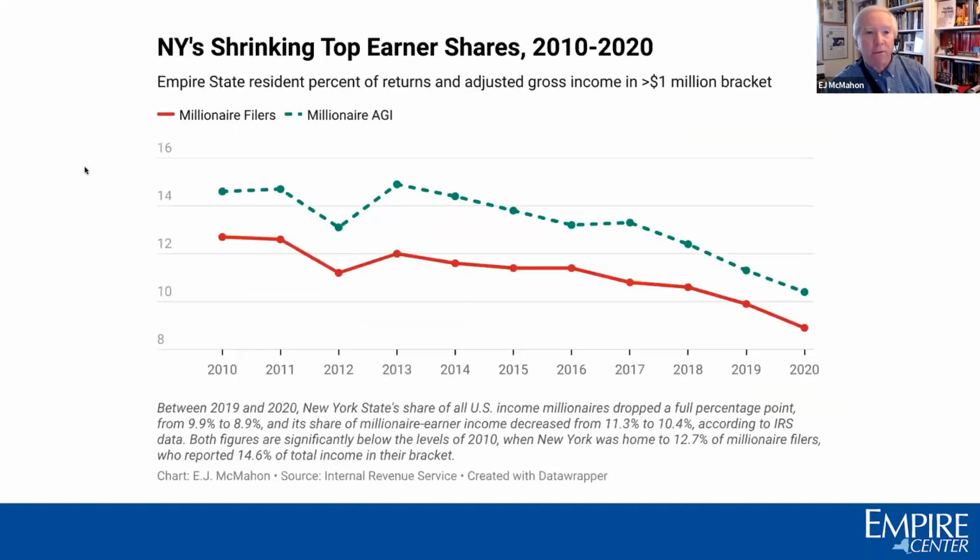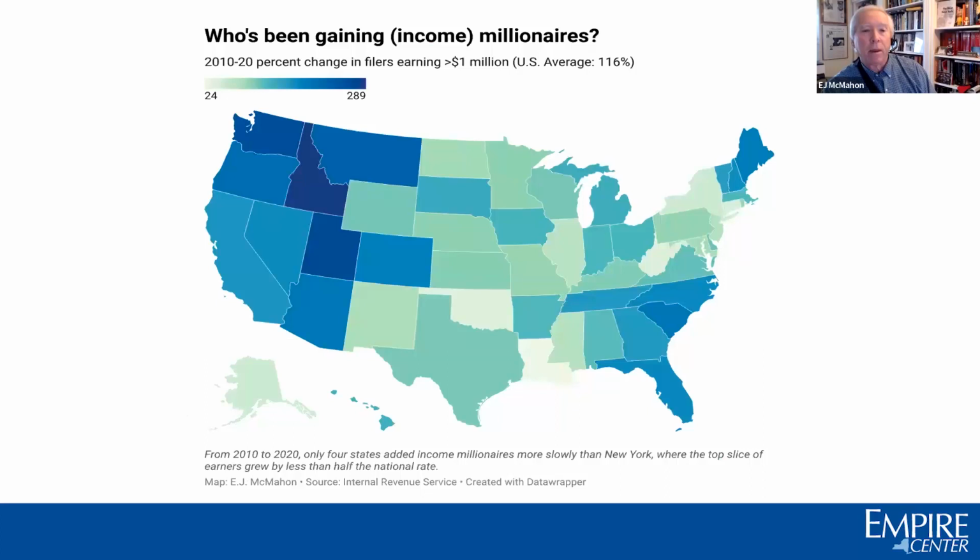Here's another key graph. This is from another set of IRS data. This is our tax data compared to all states. Our share of income millionaires, who make up a disproportionately large share of our tax base, our share of the nation's income millionaires has dropped quite substantially, and had dropped quite substantially before the pandemic, and then dropped really sharply in the pandemic year as well. The red line is our share of millionaire earner filers. The dotted line is our share of millionaire earner income.